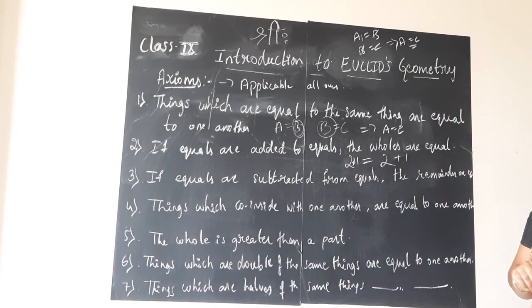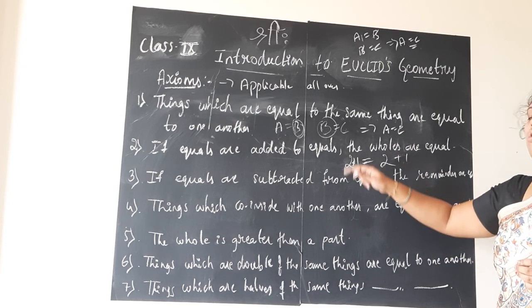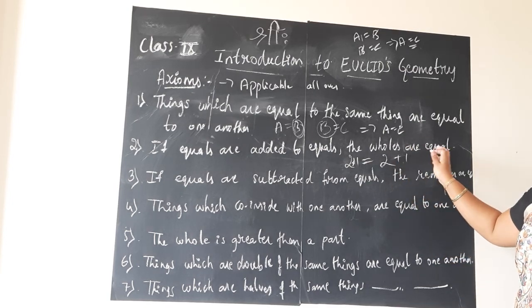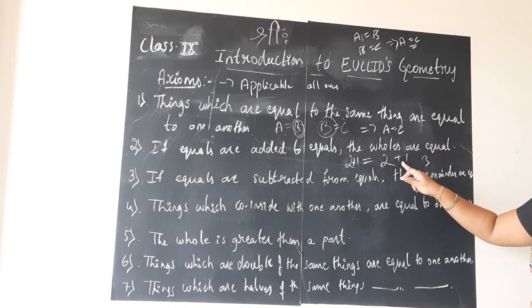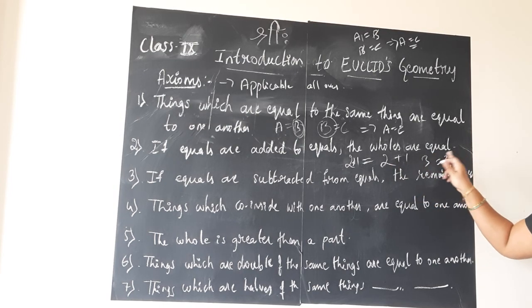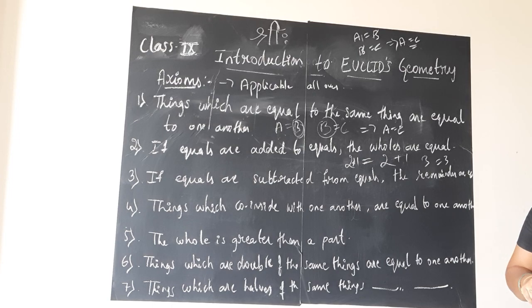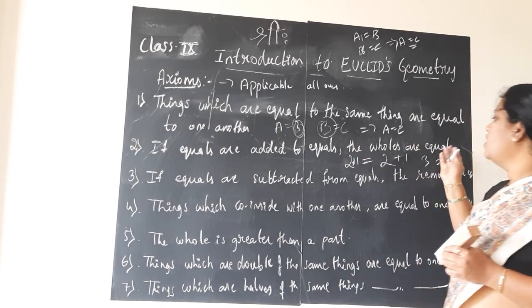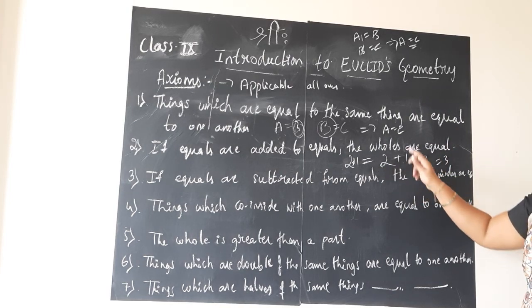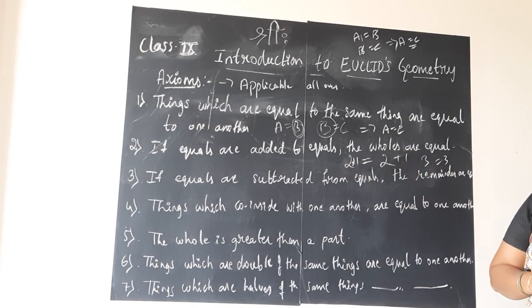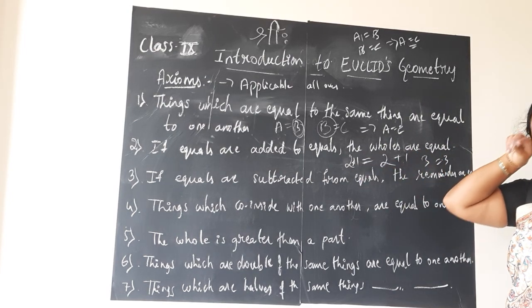If you add equals +1 and +1, then wholes are equal. Wholes are equal means what do we get on LHS? 2 plus 1 is 3. What do we get on RHS? Again 2 plus 1 is 3. So 3 is equal to 3 we get. This is what? The wholes are equal. If equals are added to equals, then the wholes are equal. That is his second axiom.